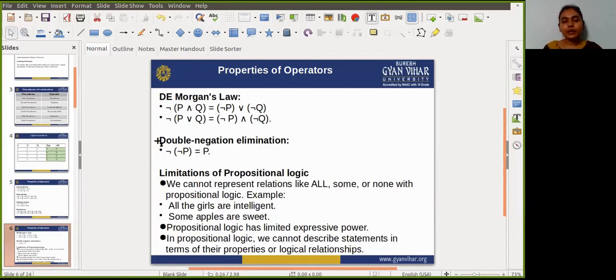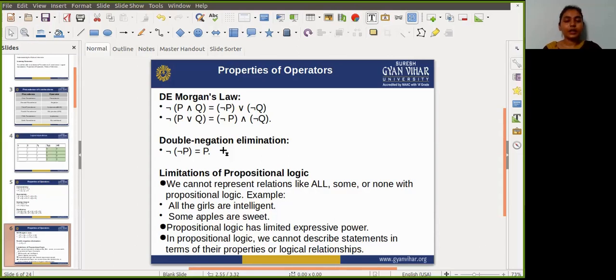The next property is double negation elimination. It means if you apply negation on any negated proposition, then you will find a non-negated proposition. If you apply negation on the negation of p, then you will find the value of p. So this property is known as double negation elimination. It means if you apply negation on negation, then it removes the negation effect.